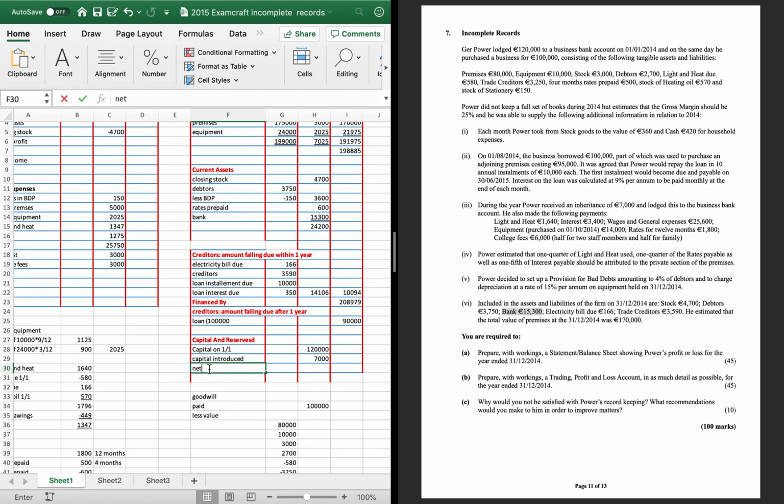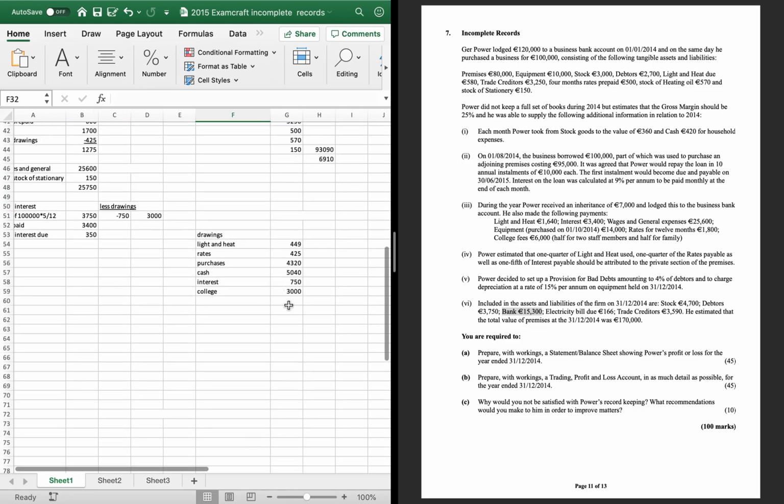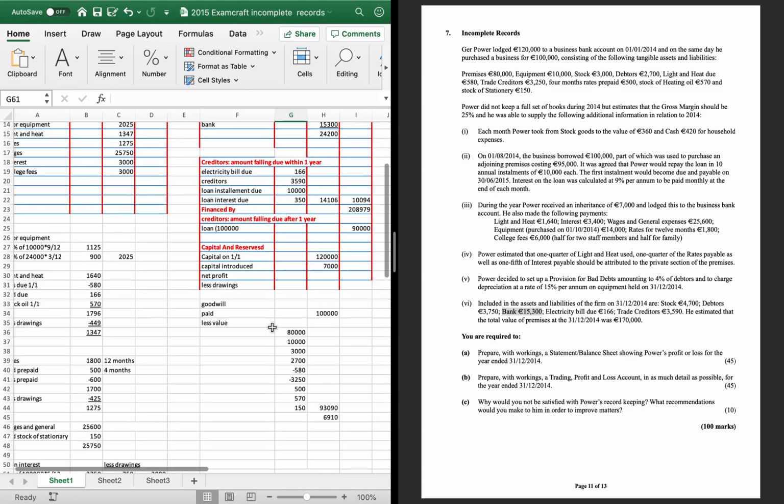So two things to do. Write in our net profit and we put in our less drawings. So we'll just take our drawings figure, we'll add them all together, and that is 13,984. So we put that in as a minus. Okay, so then we go down and we write in that we've got 208,979 as our capital employed. So we're forcing the thing to balance.